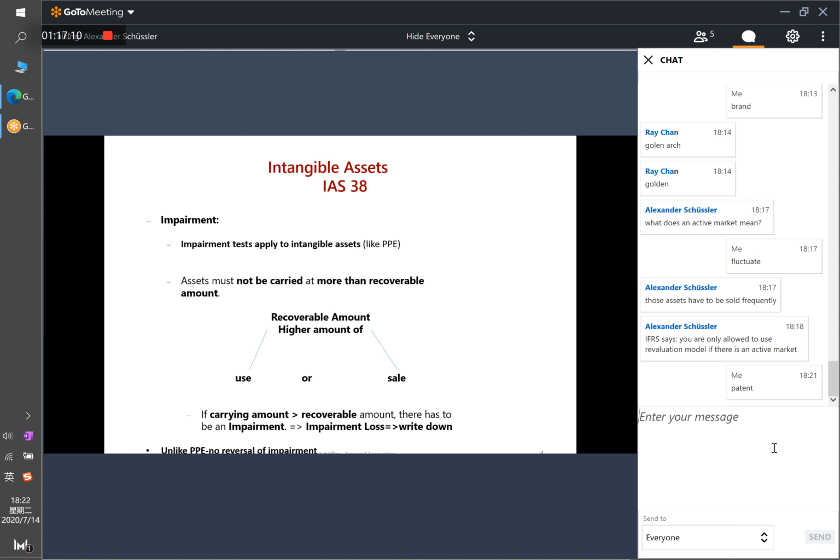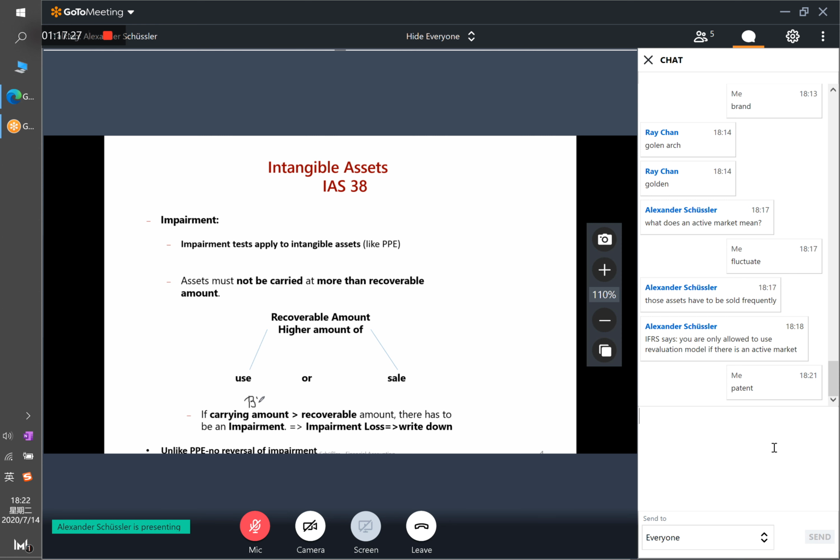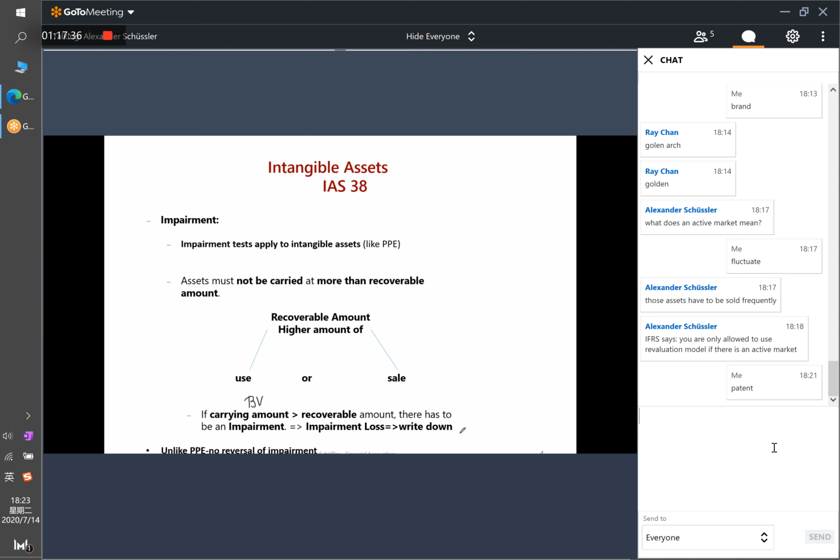And recoverable amount is the higher amount of use or sale of an asset, again the same as with property, plant, and equipment. If the carrying amount, which is the book value, the value on the balance sheet, is higher than the recoverable amount, then there has to be an impairment. Impairment means write down.